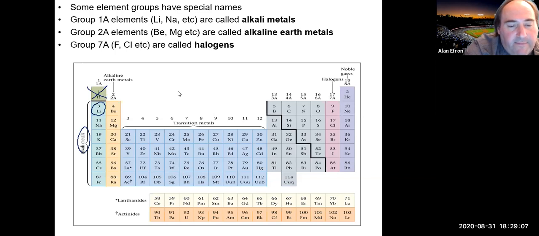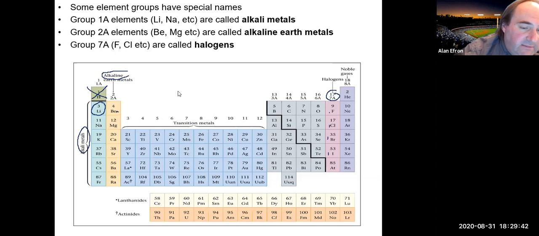The alkaline earth metals are right next door. That's your beryllium, your magnesium, your calcium, your strontium, and all these guys here. Coming all the way over here to group seven, group seven is our halogens. So that's your fluorine, your chlorine, your bromine, your iodine. These are guys that naturally come as twos: F2, Cl2, Br2, I2. And that's group seven.